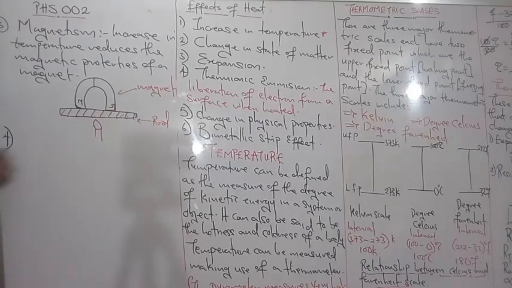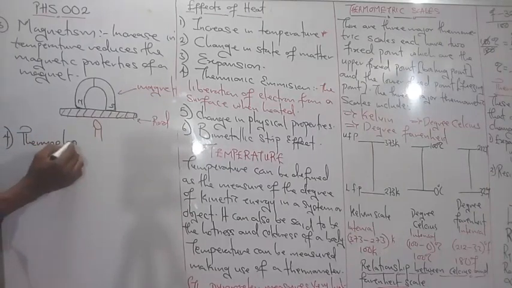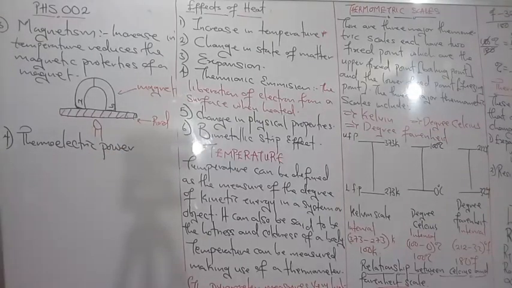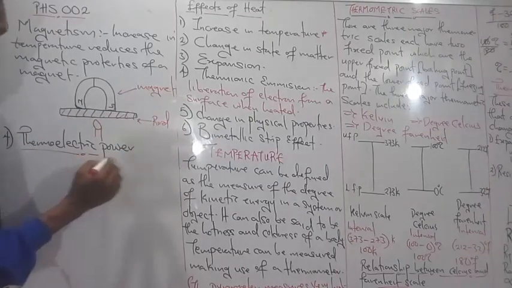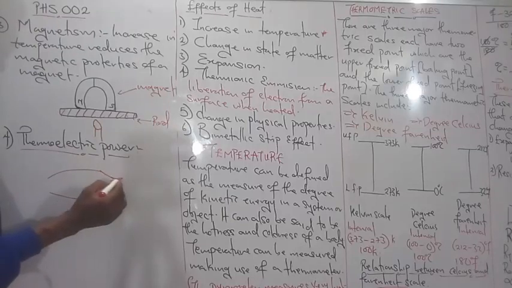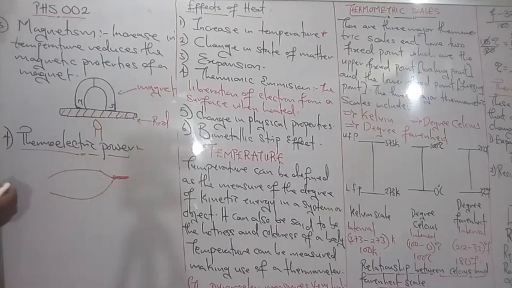Then we also have another important one, thermoelectric power. Now, for this thermoelectric power that we're going to be talking about, just imagine you have a coil of wire like this that is tied together at this junction here, and a galvanometer is at the point of attachment of the two wires.